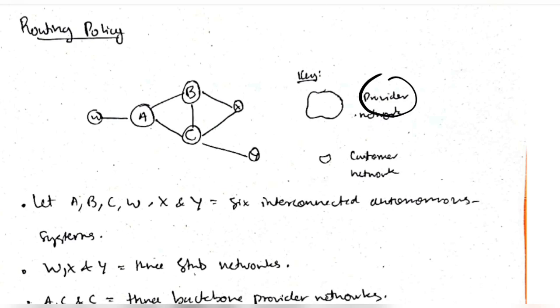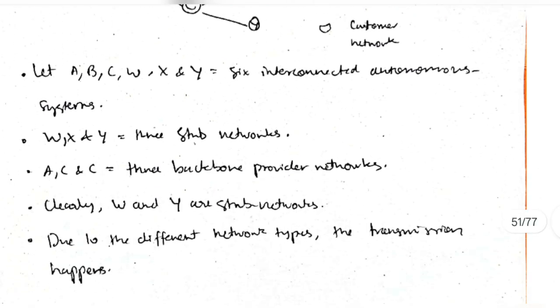There's a provider network and a customer network. In the customer network, W, X and Y are there, and in the provider network A, B and C are there. So here you just have to say which are the different providers and the networks, like the autonomous systems, stub networks and backbone provider networks.